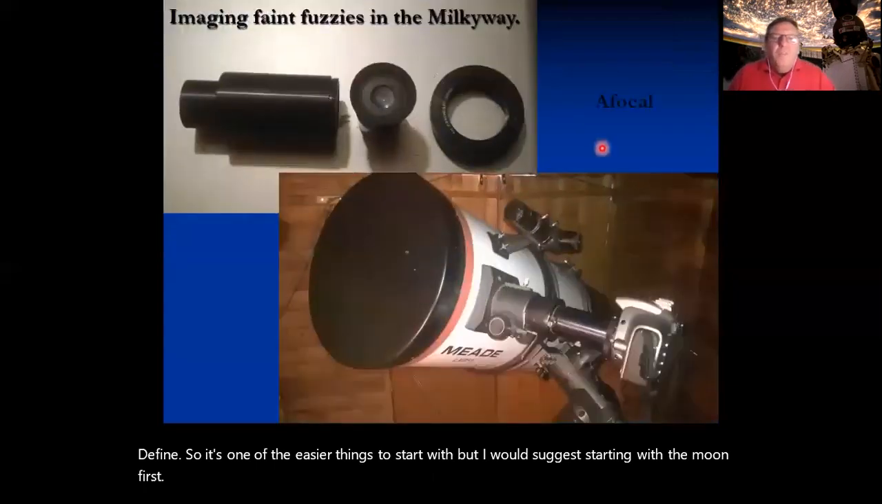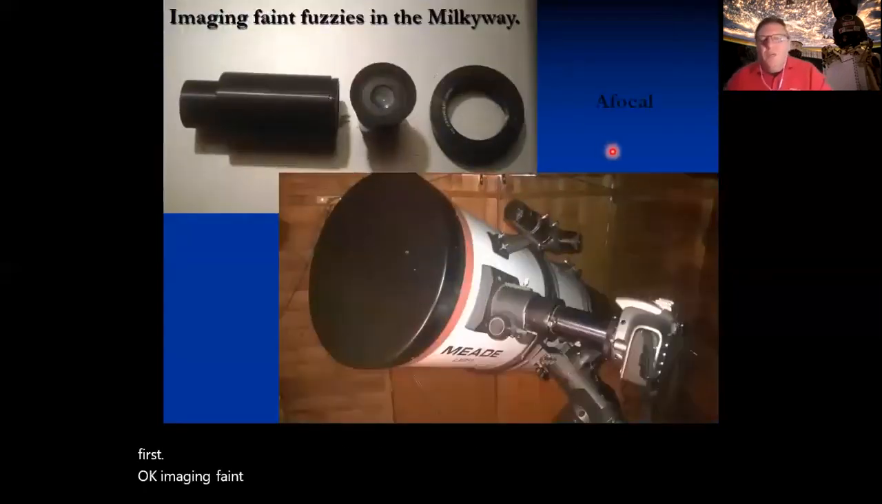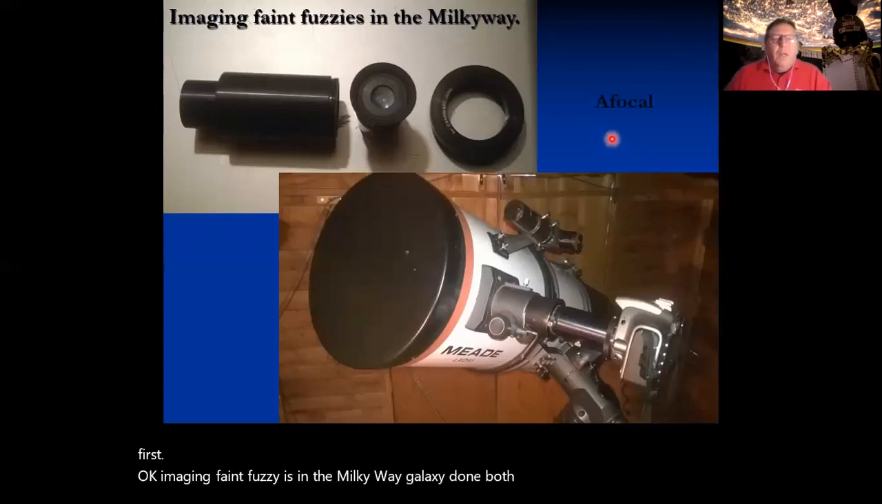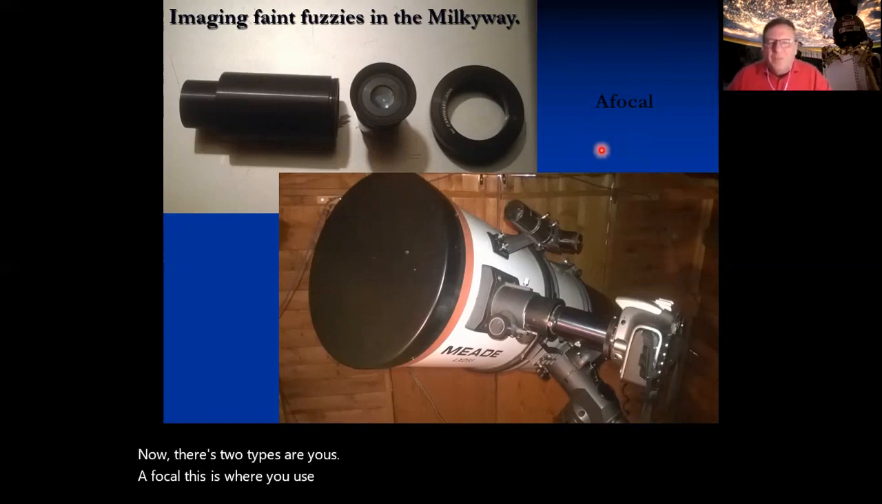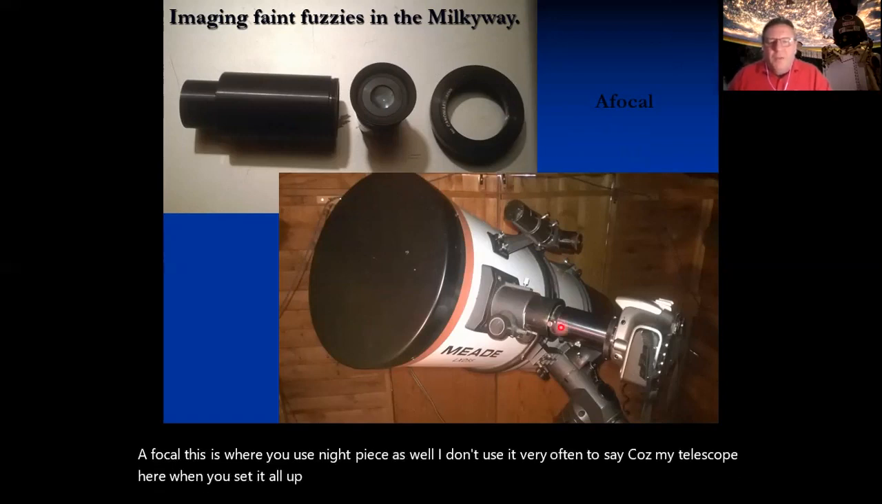Okay, imaging faint fuzzies in the Milky Way. I'm going to run through this and galaxies because they're done both the same way, really. Now, there's two types that I use. Afocal, this is where you use an eyepiece as well. I don't use this very often, because when you set my telescope all up, there's an awful lot of pressure on the eyepiece holder here.